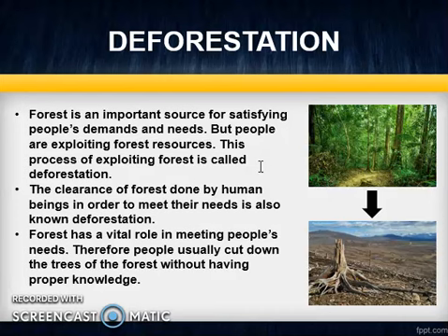Based on this slide, we can define what we mean by the term deforestation. Now let's discuss the statement presented in this slide. Forest is an important source for satisfying people's demand and needs.